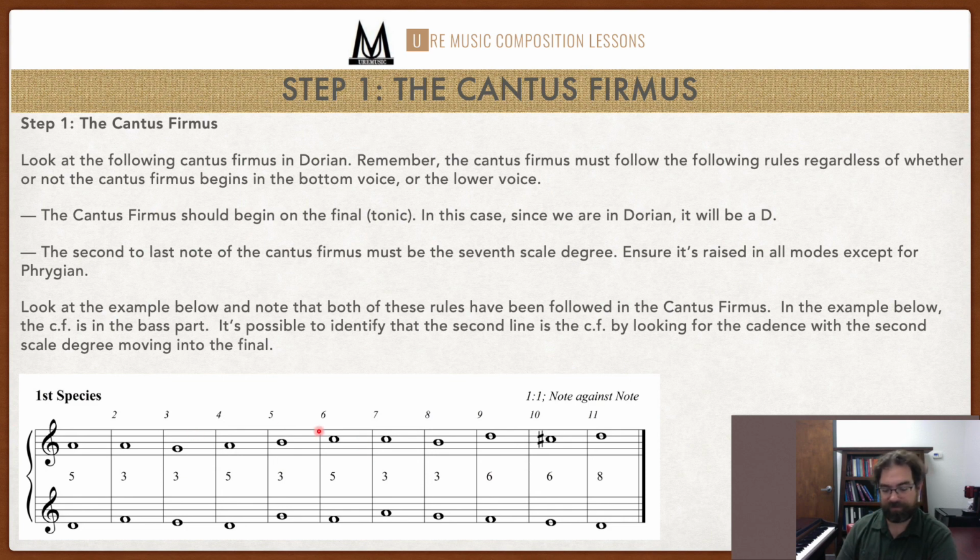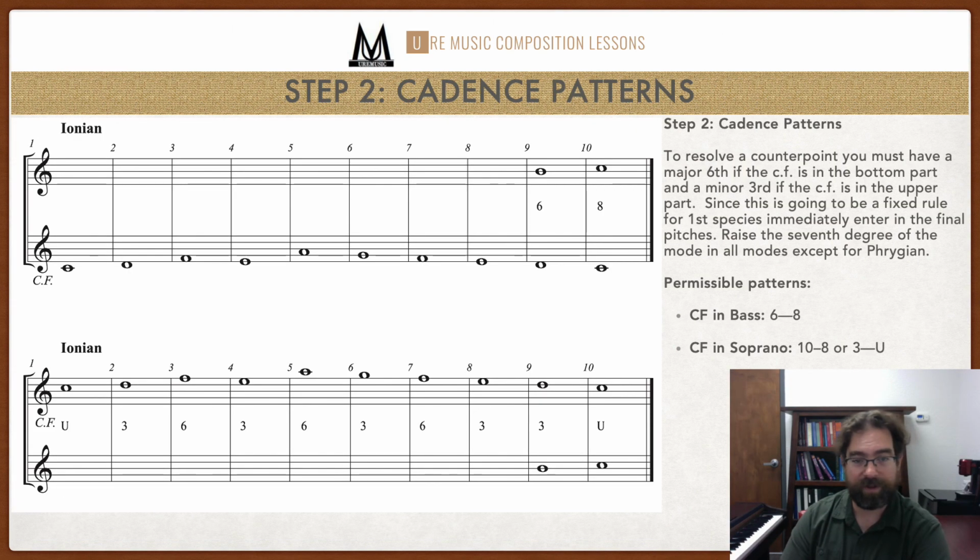So the first step in writing your counterpoint is identifying the cantus firmus. In this case, it's in Dorian. Your second step, write in your cadence. So here, we're in Ionian. So that means we're in C. We want to use 6-8 for the upper voice, 3-1 if it's in the lower voice. So we've done that here. And you can also use a 10-8 if you wanted to.